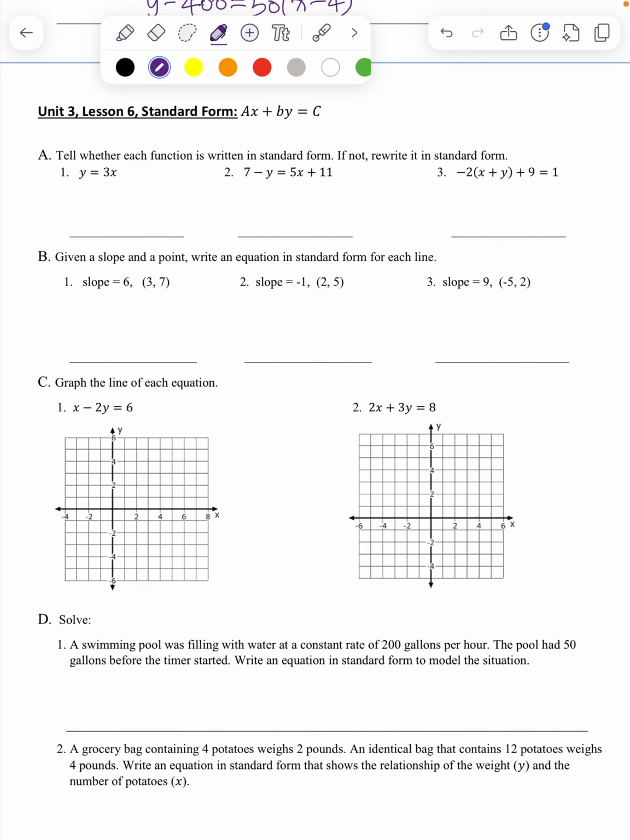Algebra 1, Unit 3, Lesson 6. So part A, tell whether each function is written in standard form. If not, rewrite in standard form. Oh, standard form is this.